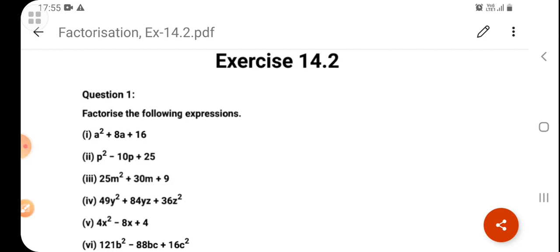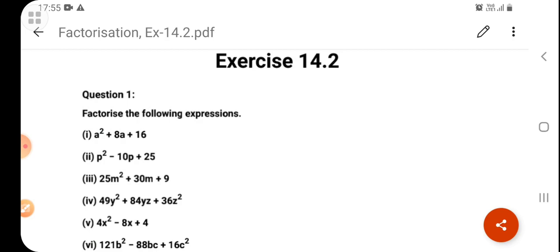Question number 1 is factorize the following expressions. Okay. Now the first question is a square plus 8a plus 16. Okay. How will you factorize this? You have to break the middle term. Okay. How we have to break it?